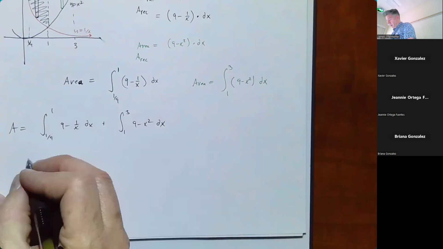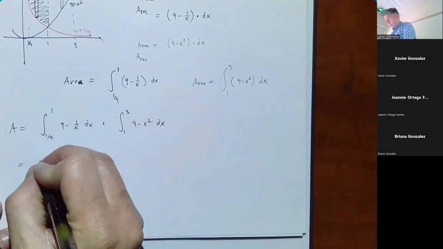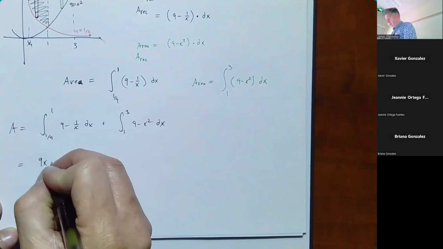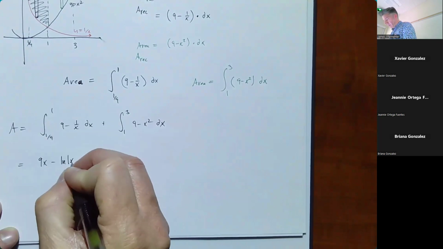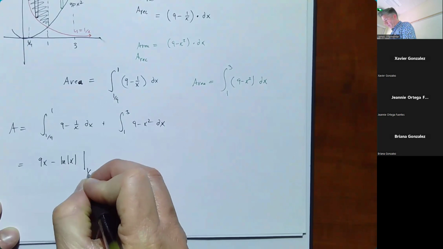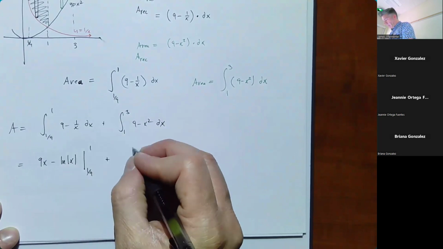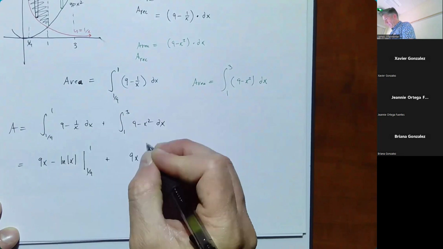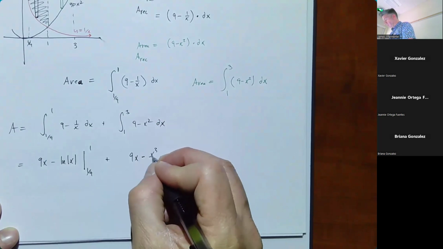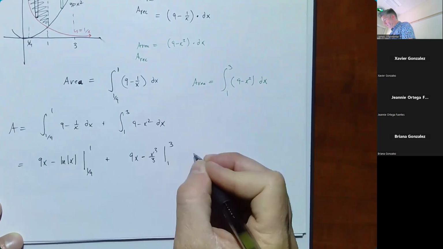All right, so doing this part here, the antiderivative of 9 is 9x. The antiderivative of 1 over x is the natural log of the absolute value of x, evaluated from 1/9 to 1, plus the antiderivative of 9 is 9x. The antiderivative of x squared is x cubed over 3 from 1 to 3.